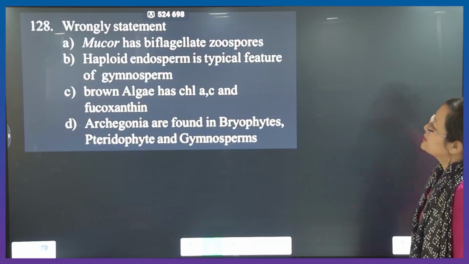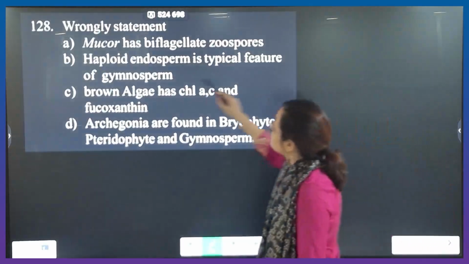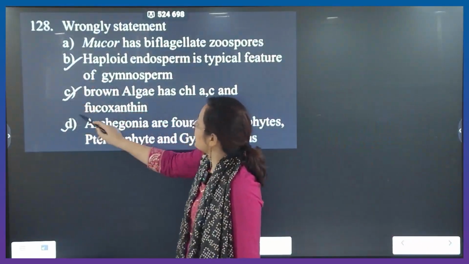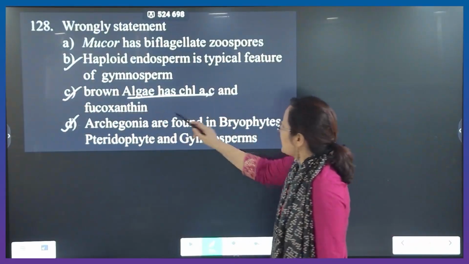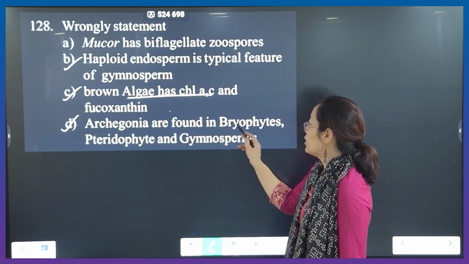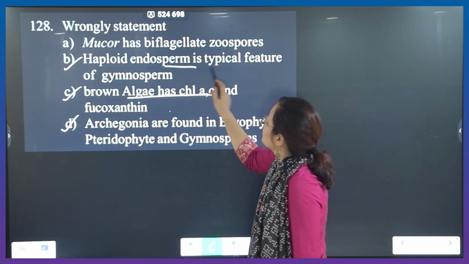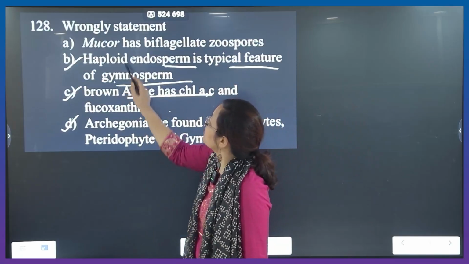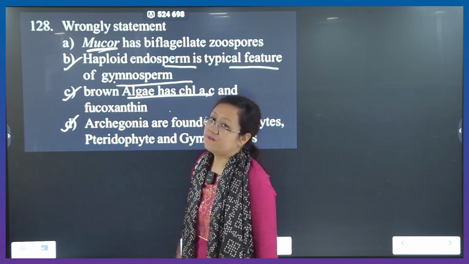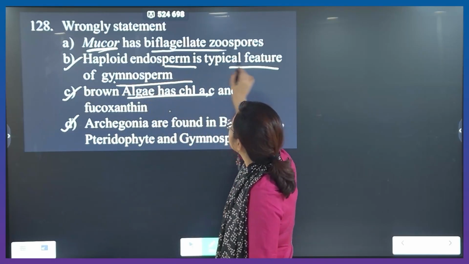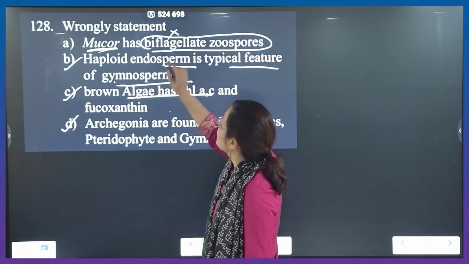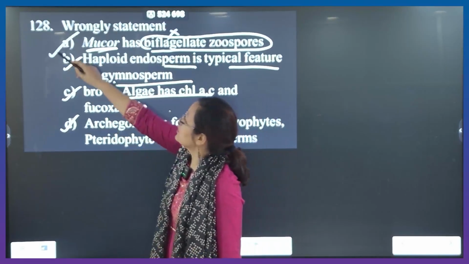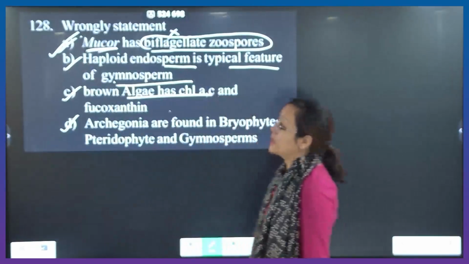128. All these three are correct. Has chlorophyll A, C, and fucoxanthin. Archegonia correct. Haploid endosperm is a typical feature of gymnosperm. Mucor is a fungus and has biflagellated zoospores here. This is wrong. Mucor should be non-motile.